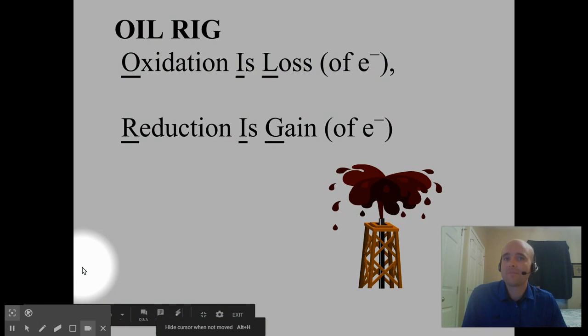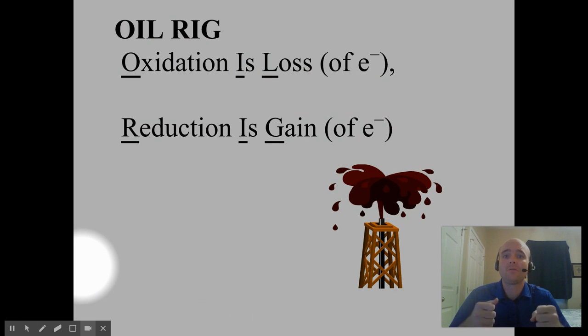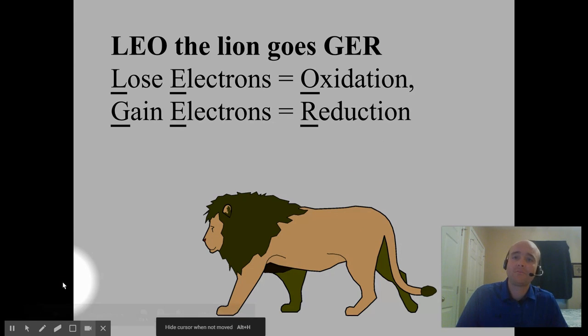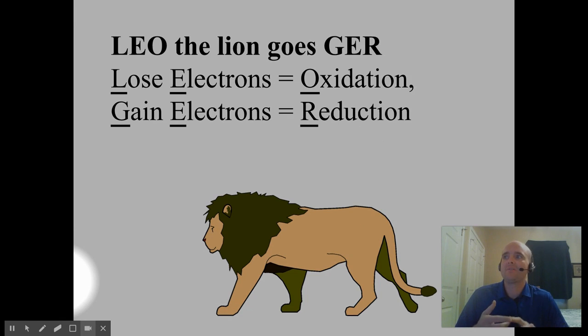We try to clear up this confusion by using the mnemonic OIL RIG, OIL RIG, OIL RIG. Oxidation is loss, reduction is gain. Another slogan is LEO the lion goes GER. So you lose electrons for oxidation and you gain electrons for reduction. I prefer OIL RIG, but use whatever you'd like.